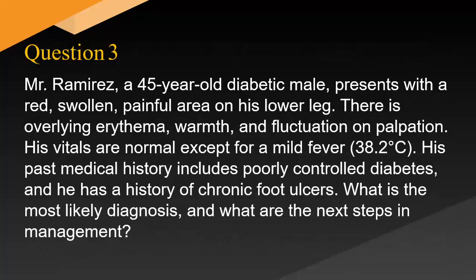Mr. Ramirez, a 45-year-old diabetic male, presents with a red, swollen, painful area on his lower leg. There is overlying erythema, warmth, and fluctuation on palpation. His vitals are normal except for a mild fever, 38.2°C. His past medical history includes poorly controlled diabetes, and he has a history of chronic foot ulcers. What is the most likely diagnosis, and what are the next steps in management?